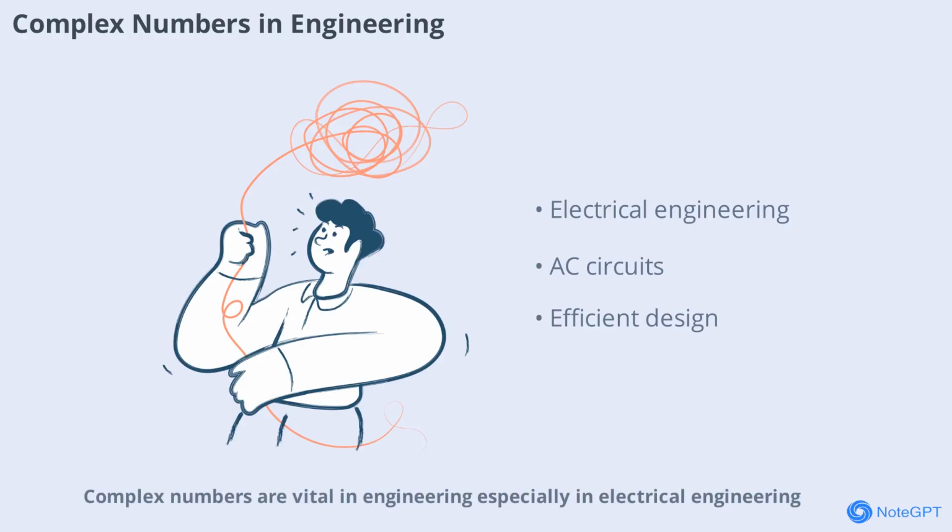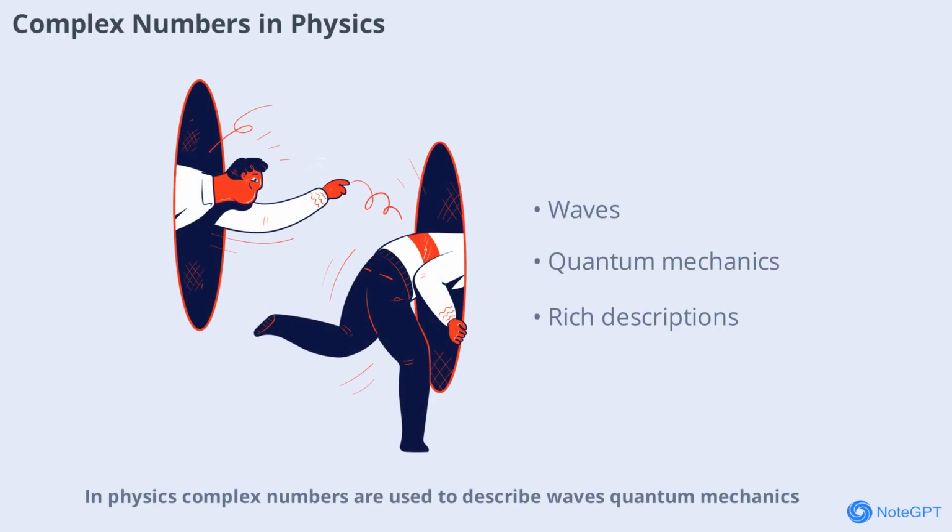Complex numbers are vital in engineering, especially in electrical engineering. They're used to analyze alternating current circuits where voltages and currents are represented as complex numbers. This approach simplifies calculations and helps engineers design efficient systems. In physics, complex numbers are used to describe waves, quantum mechanics, and many other phenomena.